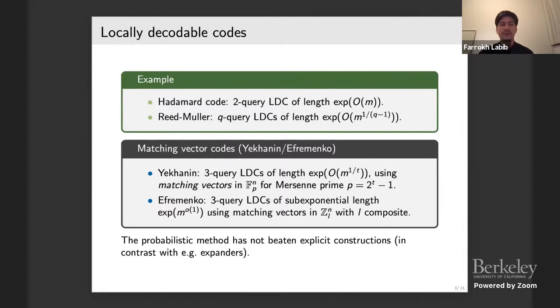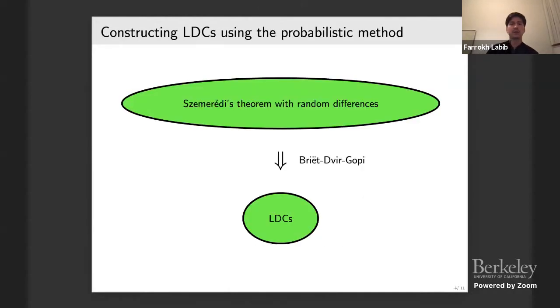And as was noted in the previous talk, most of the time the probabilistic method can beat certain constructions easily. For example, expander graphs. But in the case of LDCs, this is not the case. The probabilistic method has not beaten such explicit constructions here. So a certain framework where this can be done is the framework by Briet, Leverrier, and Gopi, where a special instance is given by Szemerédi's theorem with random differences, and it uses the probabilistic method to construct LDCs.